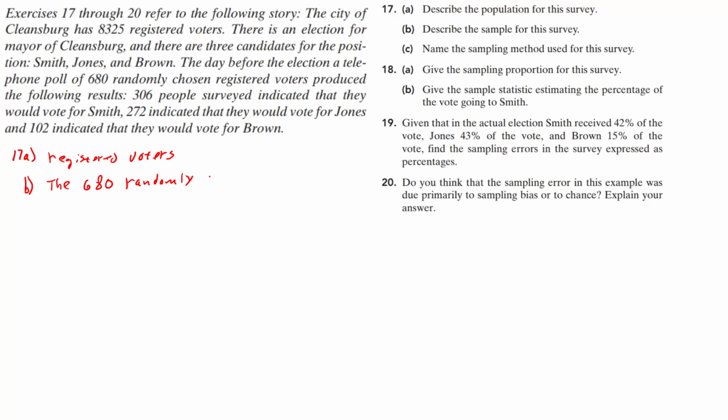Let's move on to 18. Give the sampling proportion for this survey. We're interested in figuring out how many of the 8,325 registered voters had 680 people in your sample. Population was 8,325, and 680 were randomly chosen voters. The sampling proportion is just this ratio, 680 randomly chosen out of the population, so punch that into the calculator.